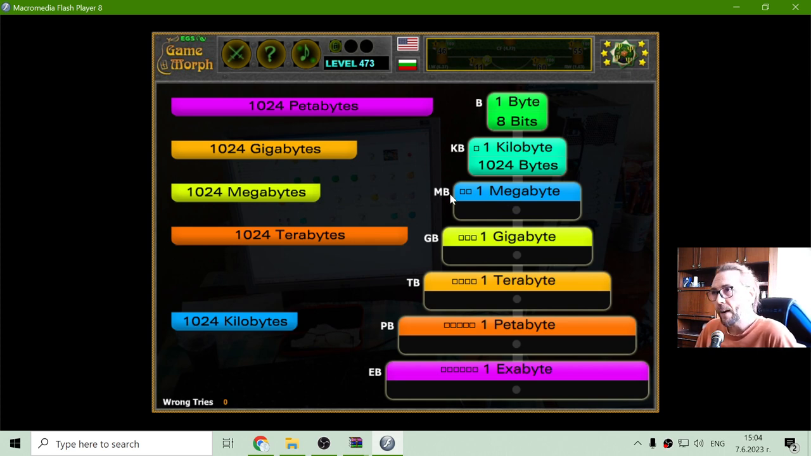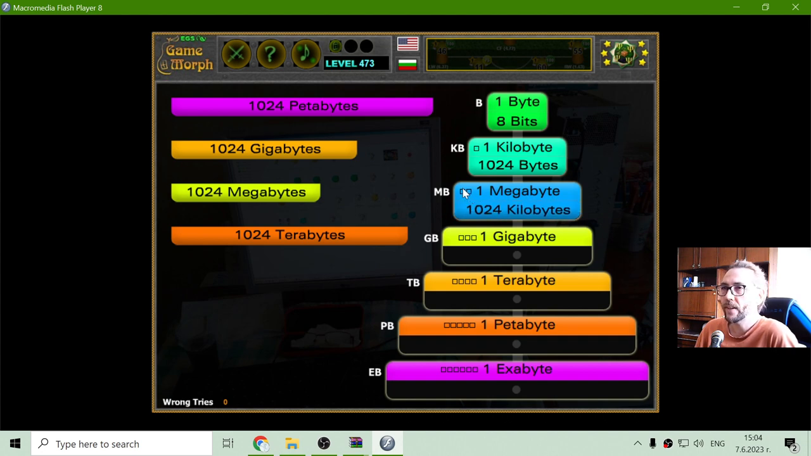Okay, now 1 megabyte, which is MB, should be equal to 1024 kilobytes. We have 2 squares. Now 1 gigabyte should be equal to 1024 megabytes.